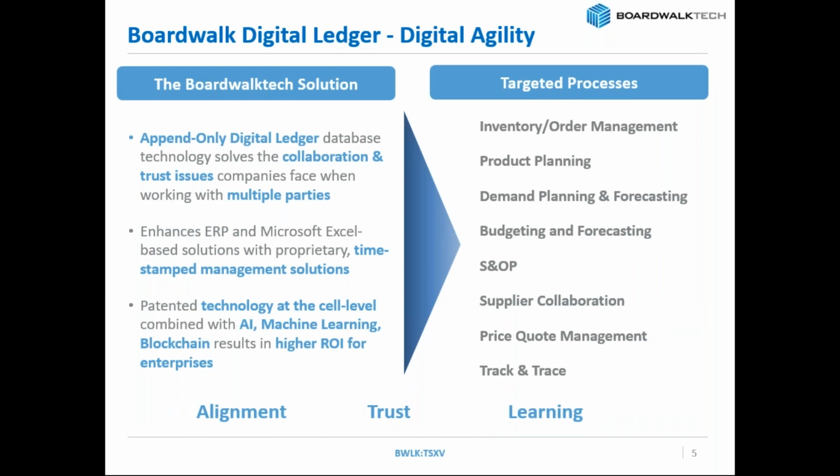So if you take this type of capability, the Boardwalk Tech solution, and look at it as a way to enhance your ERP and Microsoft Excel-based solutions, then where are the areas that you would look at using something like this? Well, a lot of it is around supply chain and interactions between multiple companies. So things like demand planning and forecasting, inventory management, supplier collaboration. But in general with companies, think about budgeting and forecasting across the entire business.